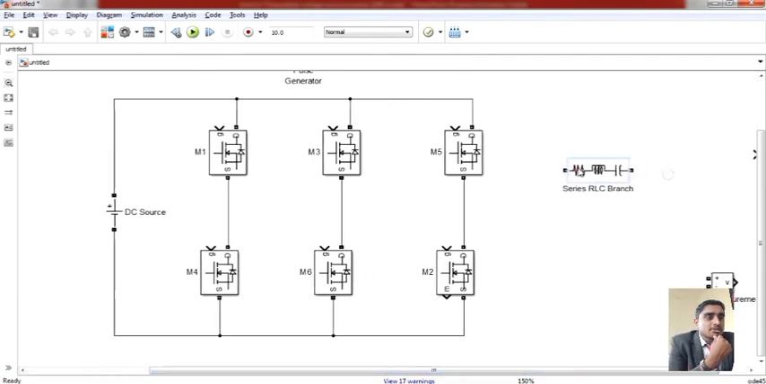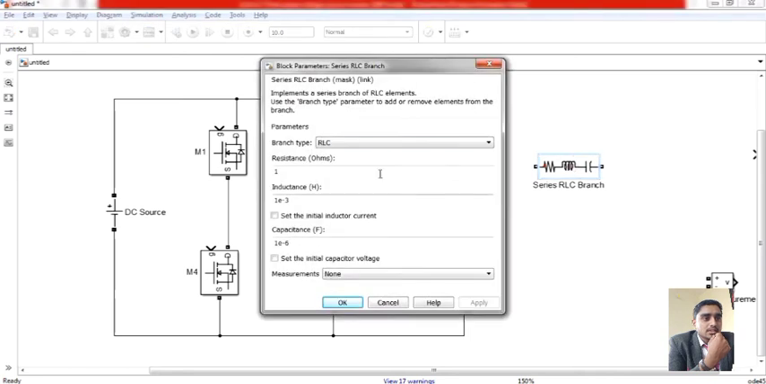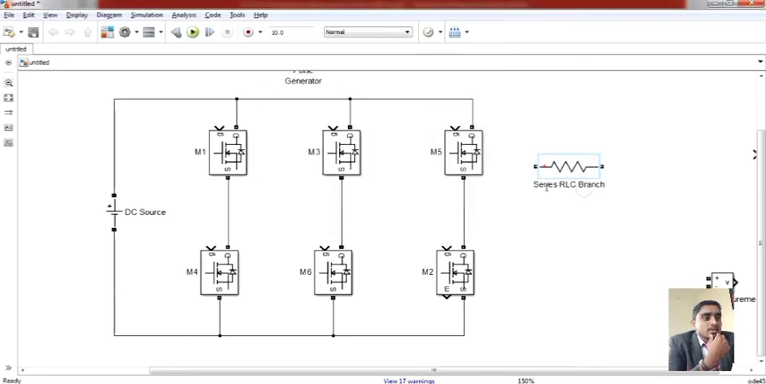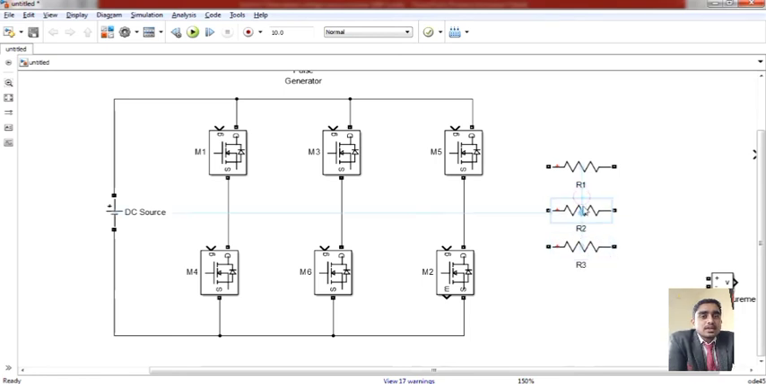So I will connect that. And then we can connect it as a star connection. We connect R1, R2 and R3 in parallel, and then we will require two voltage measurements, between R1 and R2. And then we will require a pulse generator for the gate pulse to trigger the MOSFETs. So we will copy the pulse generator and paste it 5 times, as I will require 6 pulse generators for 6 MOSFETs.